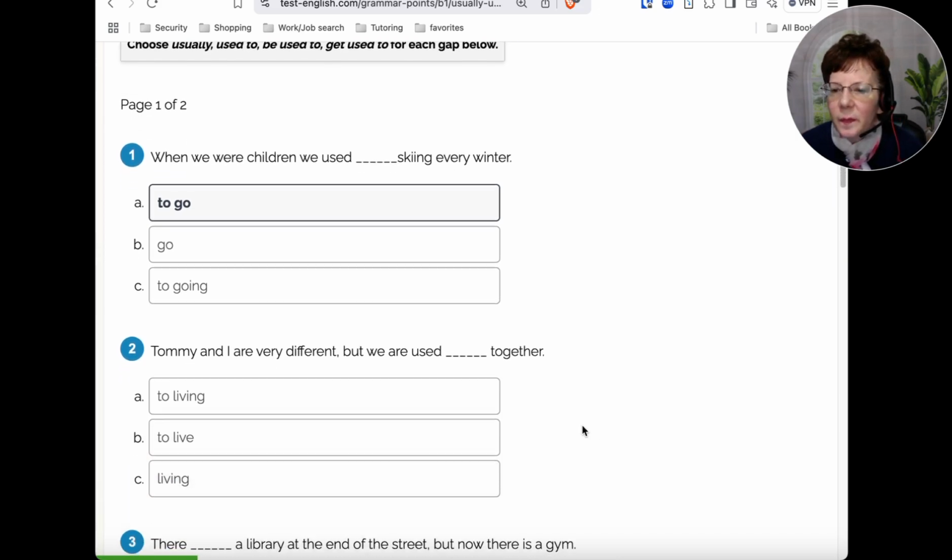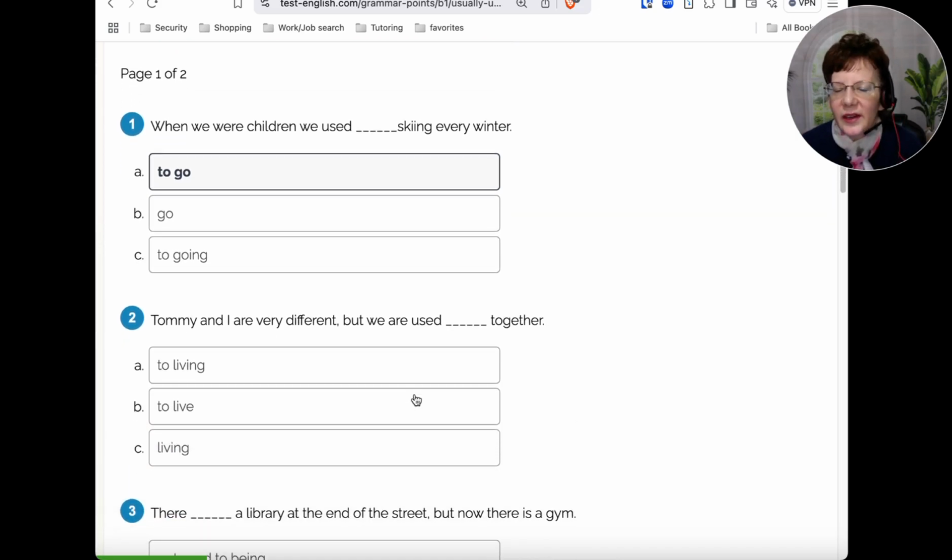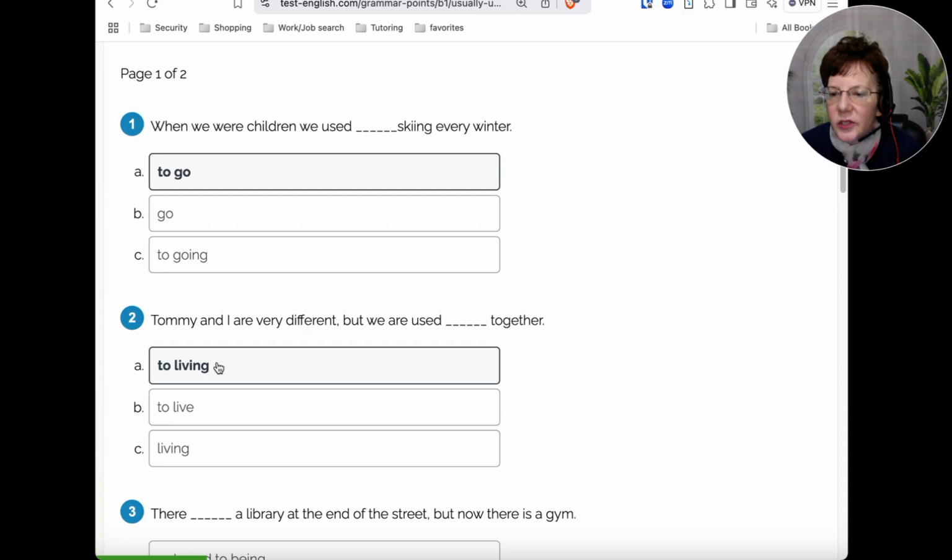Okay, number two: Tommy and I are very different, but we are used, to living, to live, or living? The -ing form here is what we want to use, right? Used to something. So if you chose option A, to living, that would be correct.